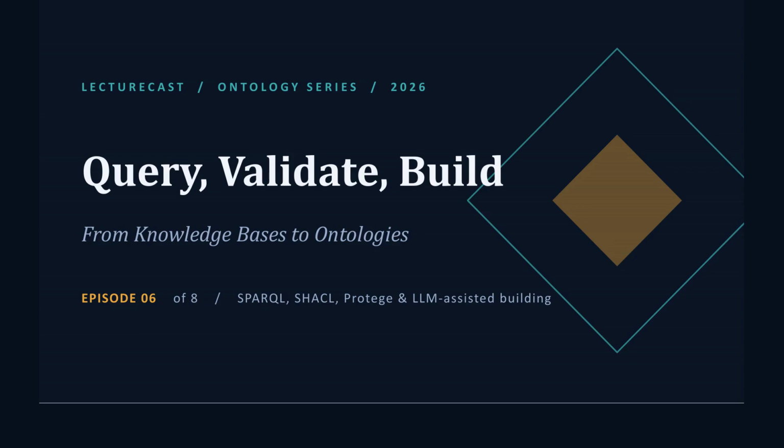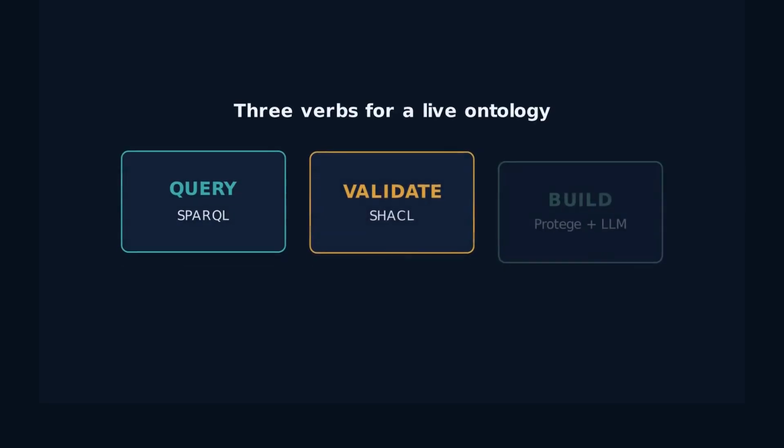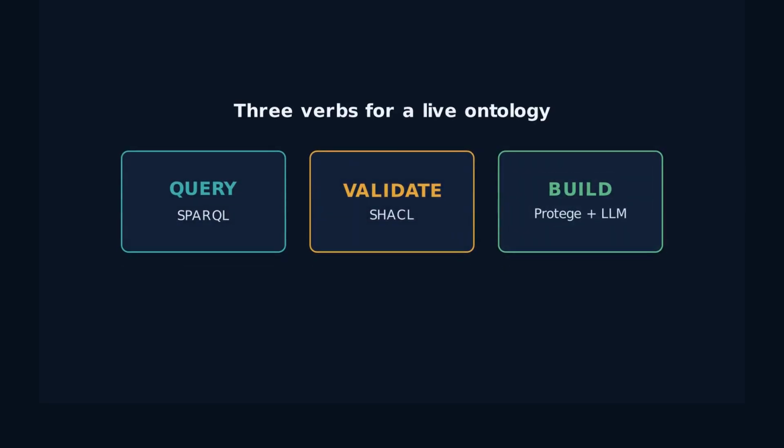There are 3 things you actually do with a live ontology. You query it, to pull answers out. You validate against it, to keep your data honest. And you build it, the very first place from which everything else flows. 3 verbs, and the tools that make each one real. So here is the whole episode, in 3 plain words. Query. Validate. Build.